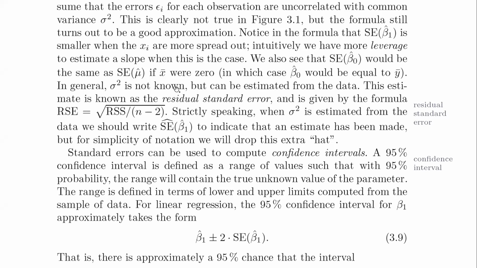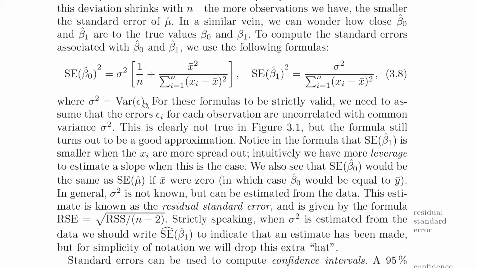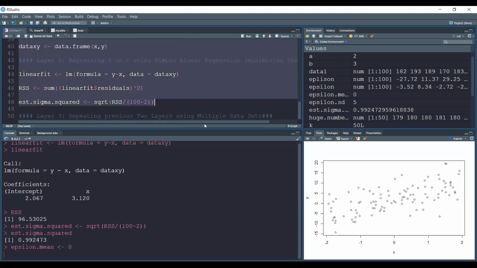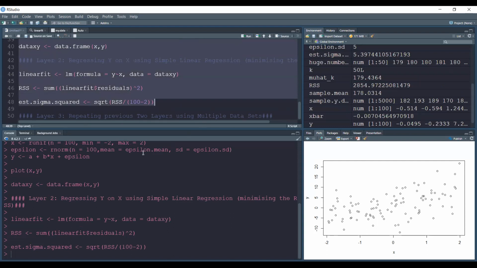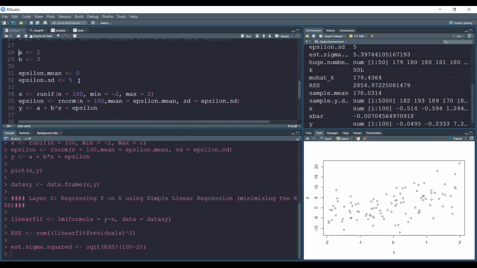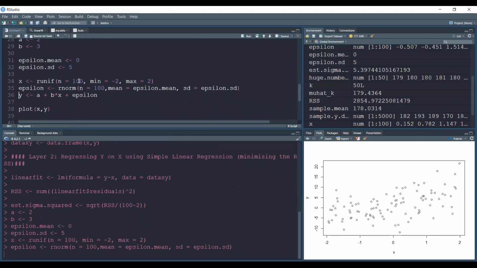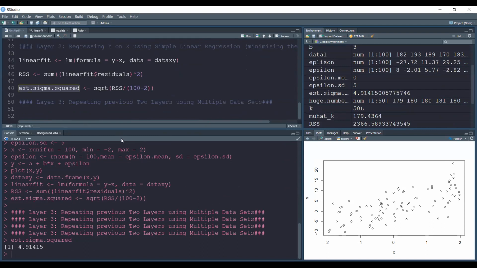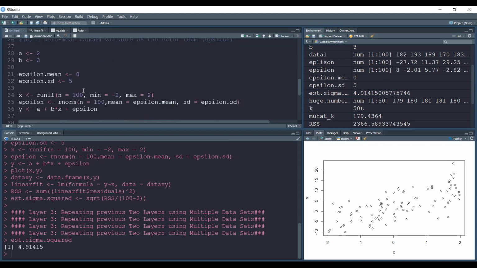Sigma squared can be estimated from the data. Strictly speaking, sigma squared is the variance of epsilon. Let's run everything again. Okay, very good. So clearly, when we did it the first time, I probably had one of the variables that I hadn't updated.